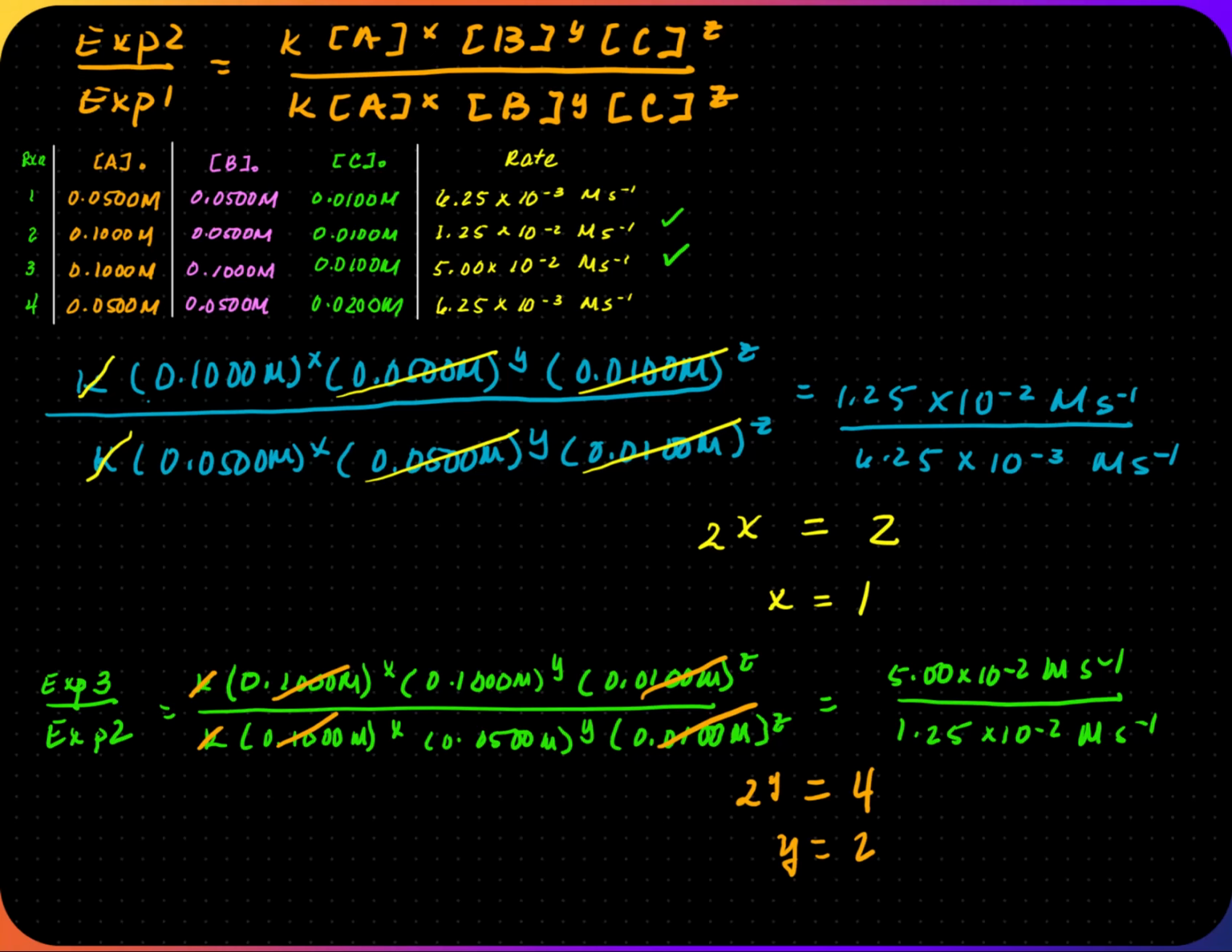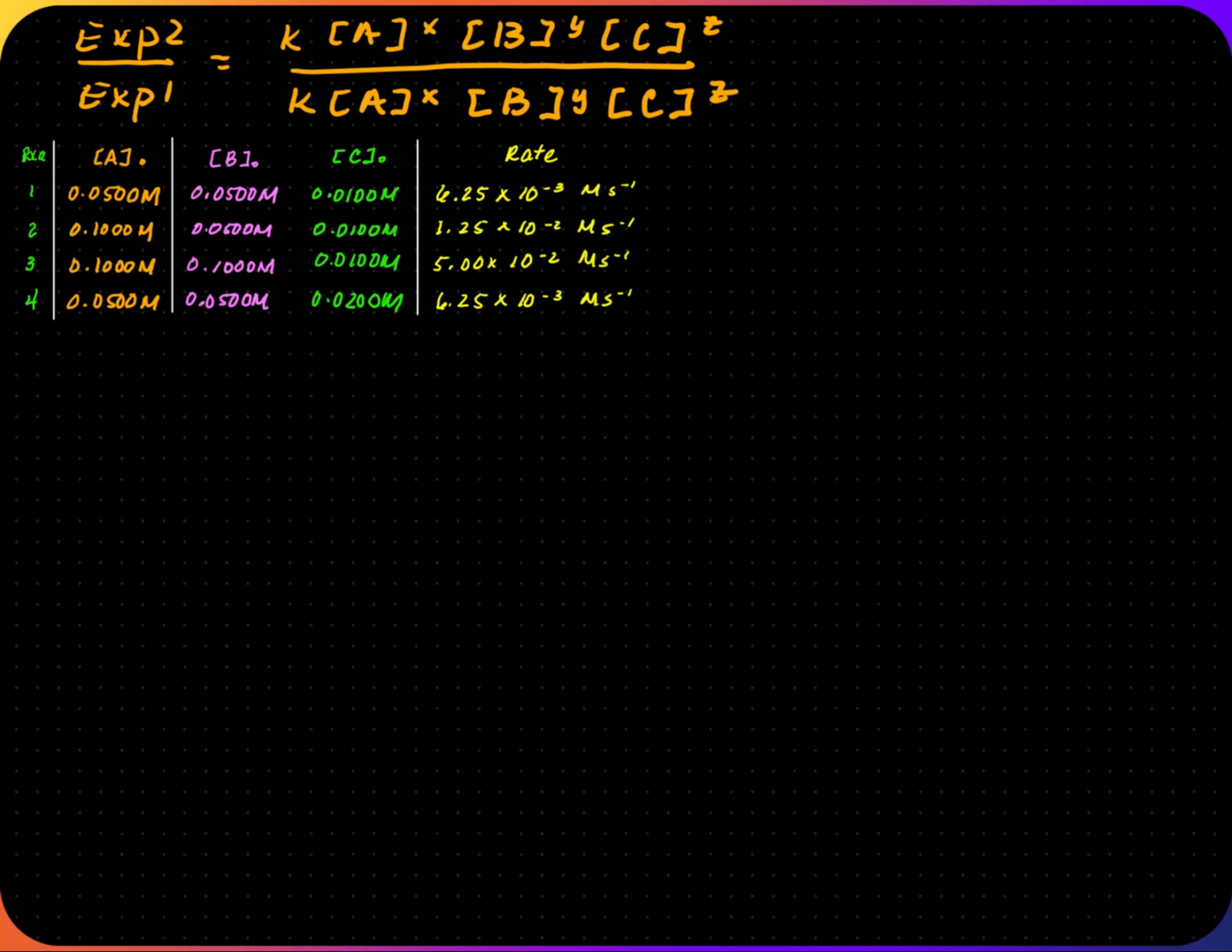We're going to repeat this procedure to solve for the reaction order for concentration of C. To solve for C, we want to use experiment 1 and 4, and we want to put the 4 on top so we deal with whole numbers. So for experiment 4, K is equal to 0.0500 molar to the X. For B, it's going to be 0.0500 molar to the Y, and then C is going to be 0.0200 molar to the Z.